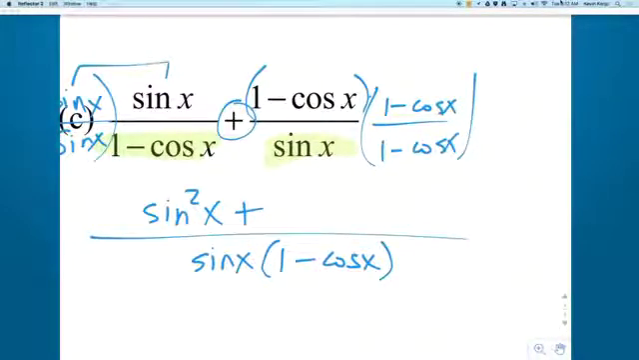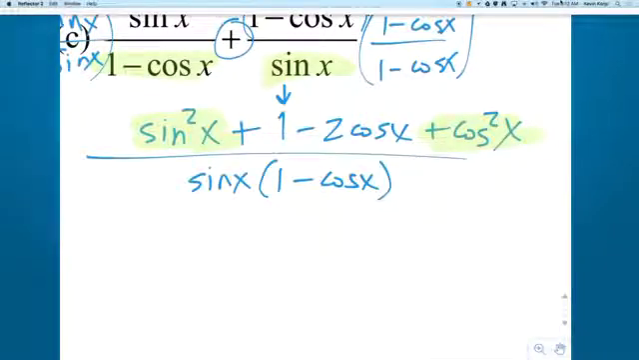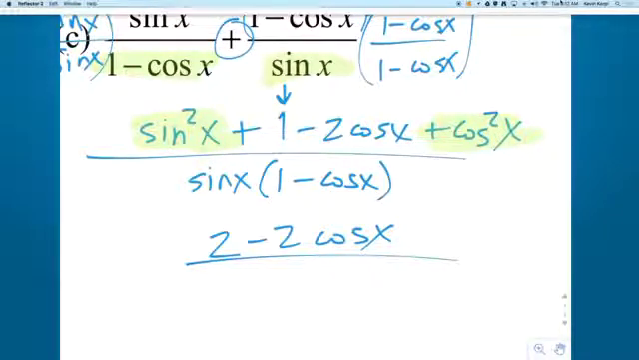But remember how we square 2 terms? Square, multiply double, square. So 1 squared is 1. If you multiply, you get minus cosine x. Double, you get minus 2 cosine x. And when you square negative cosine x, you get positive cosine squared of x. Now that you've done that, you see 1 there, right? Cosine squared plus sine squared is 1. And then the 1 plus the other 1 that's right there gives us what? 2. So 1 plus 1 is 2. So we have 2 minus 2 cosine of x all over sine of x times 1 minus cosine x.